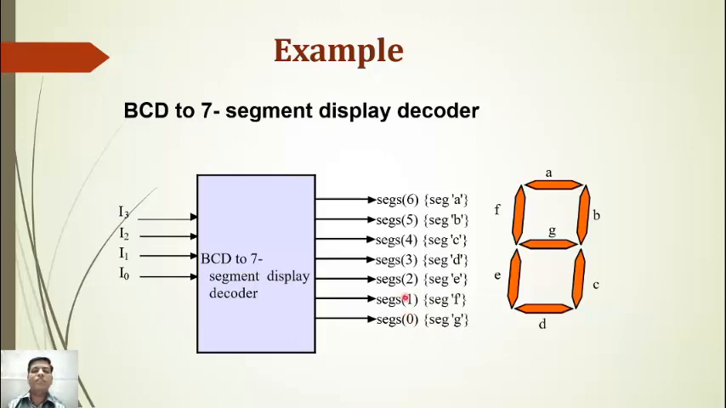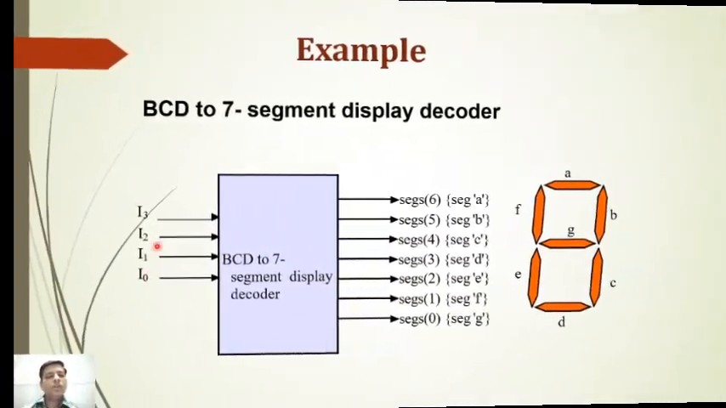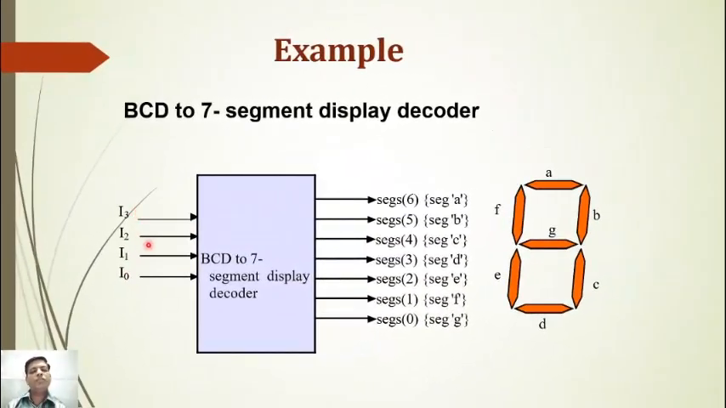That is from segment 0 to segment 6. Segment 6 is the name given to segment A, and segment 0 is the name given to segment G. So I0, I1, I2, I3 are the 4 inputs and there are 7 outputs. So this is a 4 line to 7 line decoder driver IC.